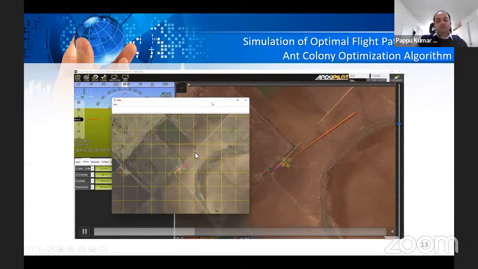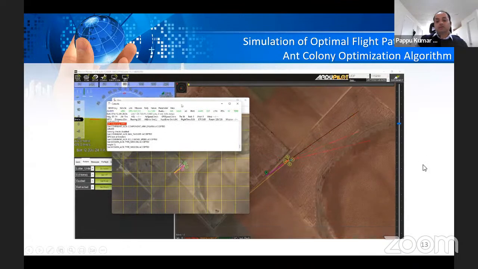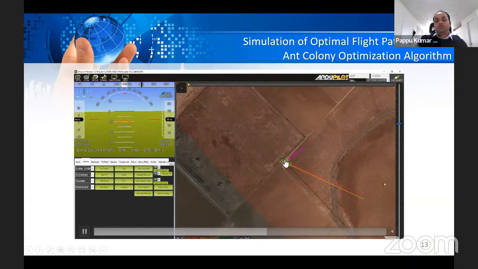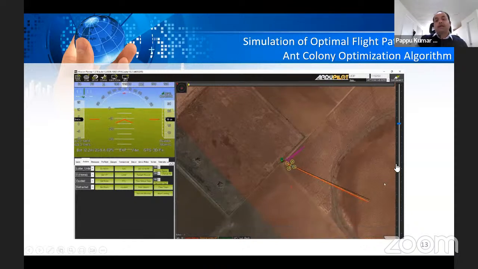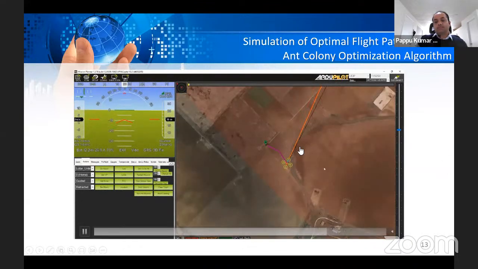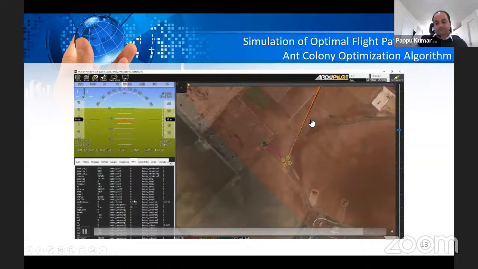So we used MAVProxy and Mission Planner software both. This screen is the MAVProxy ground control station software, and the other one in the background is the Mission Planner ground control software. What you are seeing is the drone went from home to the first location, then to another location, then to the third location, and that is how it follows its optimal flight path. As you see, it's making its path to another location where another cotton plant is detected to do the spot spraying application.